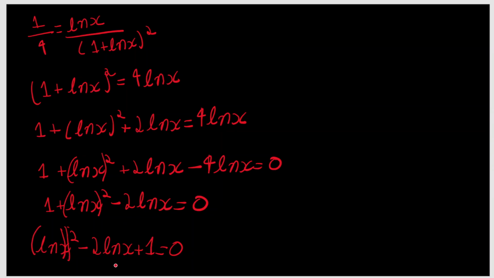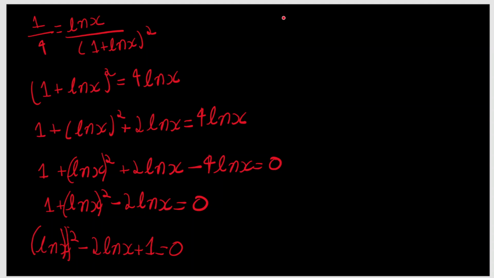As you can see, this is a quadratic equation right now, so we can either use the quadratic formula or the middle term break. The middle term break is a much easier method, and it can also be used over here. So we are going to be using the middle term break. When we break this, when we add them, we should get minus 2 ln x, and when we multiply them, we should get plus 1.